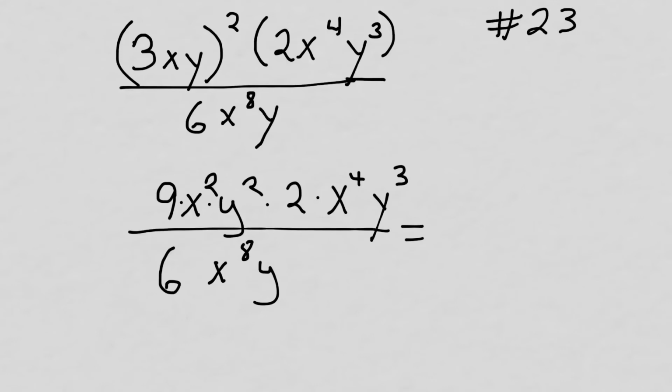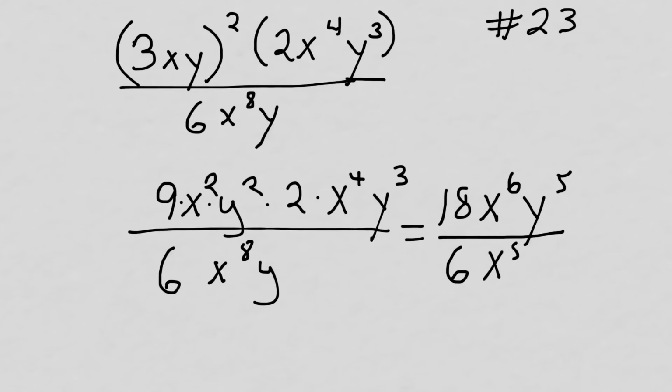All right, we're going to start cleaning this up. On top, 9 times 2, like terms, that's 18. Let's see the x's. I see x to the 2nd, I see x to the 4th. You add the exponents, that gives me x to the 6th. Y to the 2nd, y cubed, that's going to give me y to the 5th. On the bottom, we've just got 6 x to the 8th, y.